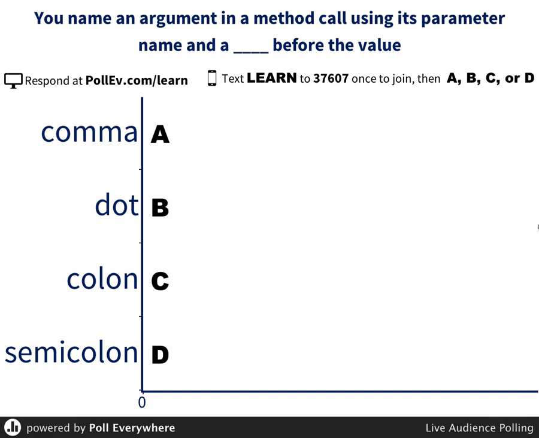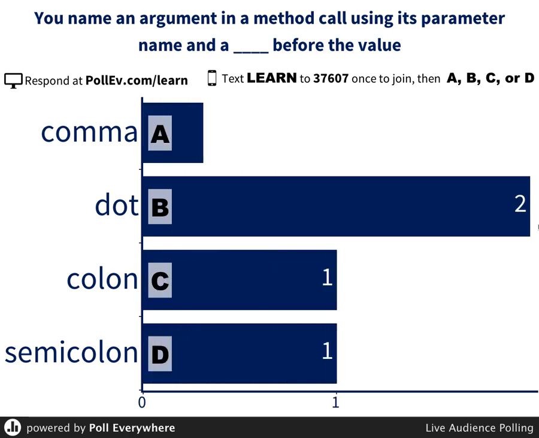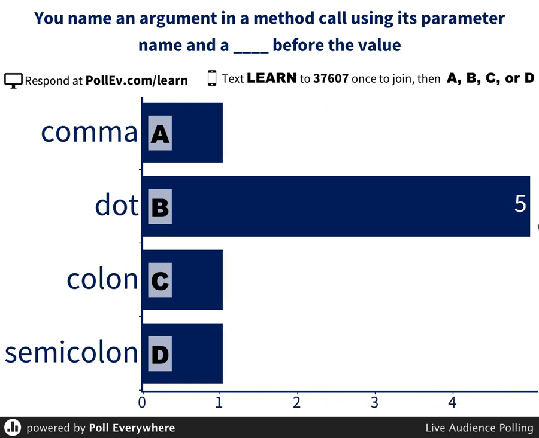So you name an argument in a method call. We're talking about named arguments. For people who don't know what this is, it might be a guess for you, but I want you to take your educated guess. If you don't know what this is, it's okay, because we're going to be covering it today. Someone thinks it's a dot. I can see the guesses coming. It's okay, keep guessing. I'll give you the right answer.